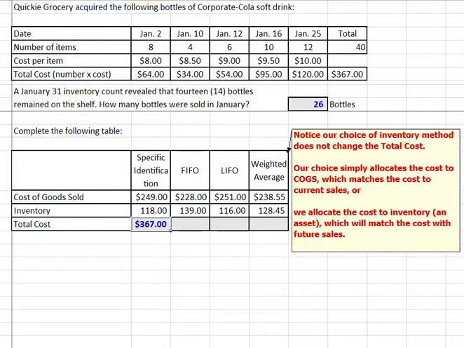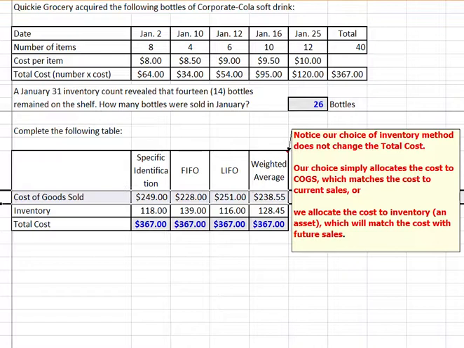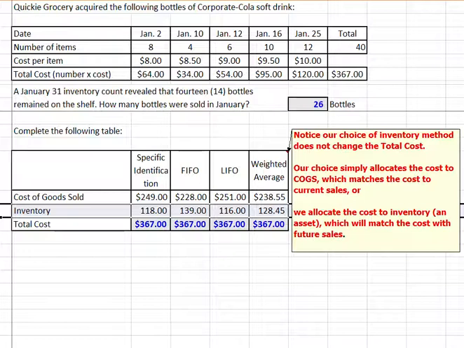Again, we want to notice that our choice of inventory method does not change our total cost. We had $367 in allocated cost for the specific identification, $367 for FIFO, $367 for LIFO, and $367 under weighted average. It simply changes our allocation, or how we match cost, with our current sales, and that's through cost of goods sold, and our future sales. Those are the costs that we leave on our balance sheet, and we match with future periods' revenues.